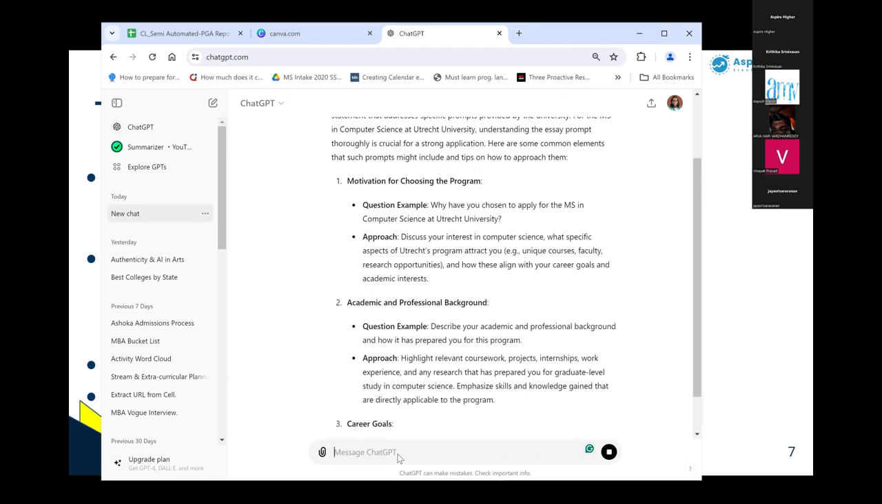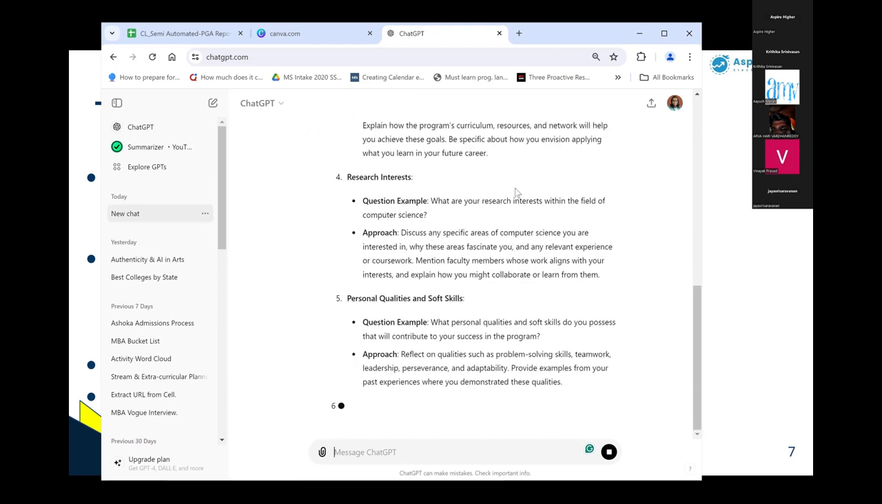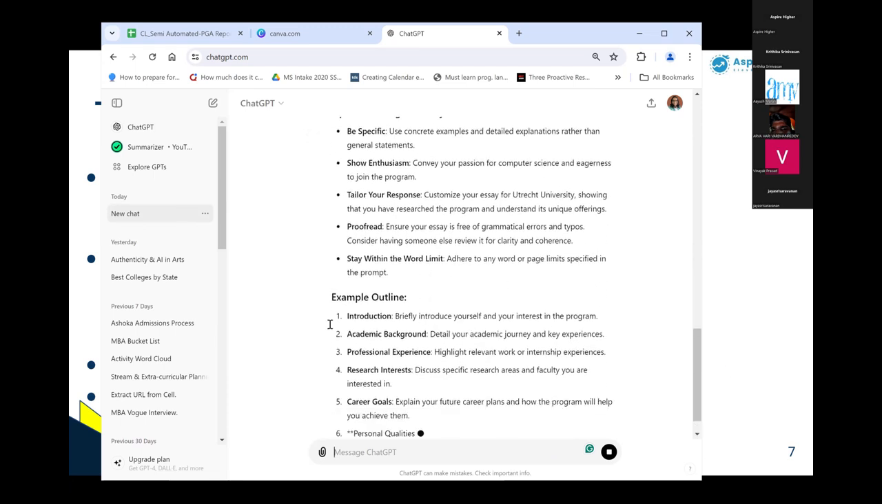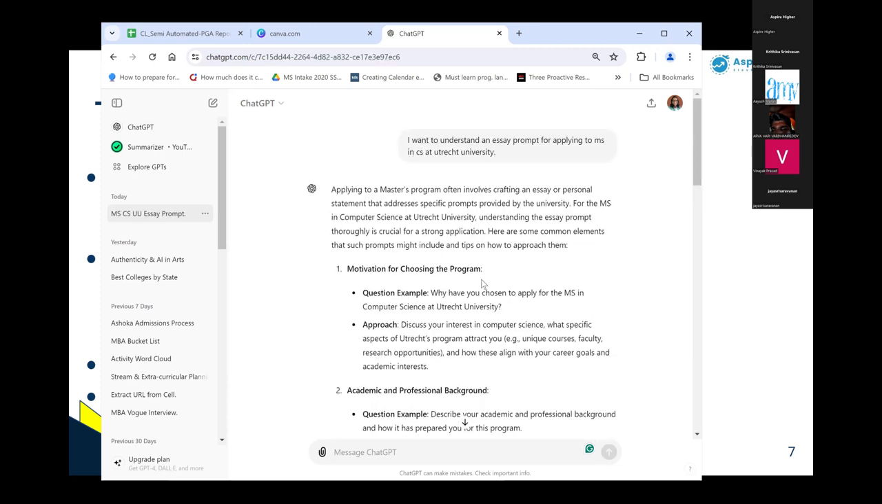So see, ChatGPT is helping me right now, and amazing. It's telling me that Utrecht has all these questions, and it has given me tips for writing the essay. It has given me a sample outline, everything, ChatGPT is so good. So here's the question. Why have you chosen to apply to the master's program at Utrecht University? Very nice. So unlike other times in life before, now you have all these tools at your disposal in order to look at what is needed. 100% use AI tools to understand what is there.